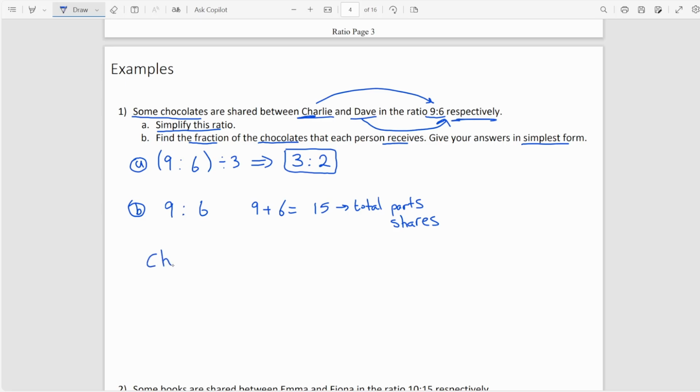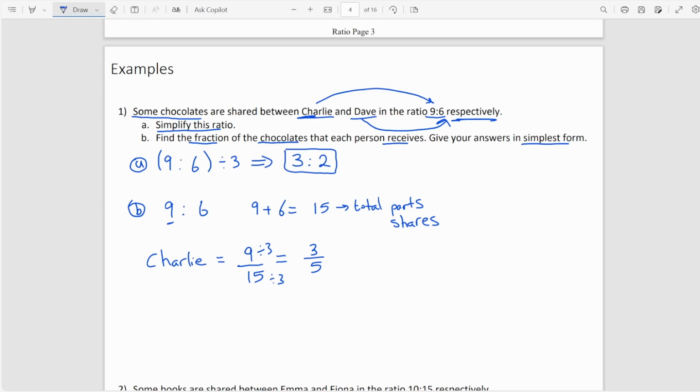So for Charlie, the fraction that he will receive will be his number of parts, which are 9, divided by the total amount of parts, which is 15. Okay, so this is the fraction he receives. But we just need to further simplify it. You can plug it on the calculator or just simply divide by 3 on the top and the bottom. And the simplified fraction is 3 over 5. Okay, and this is the final fraction that Charlie will receive, 3/5.